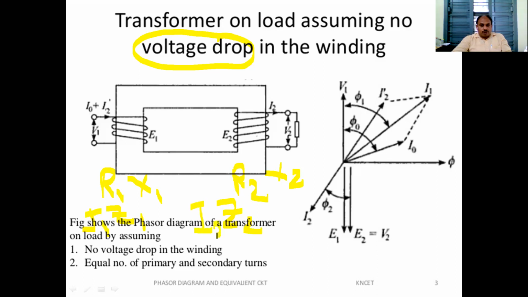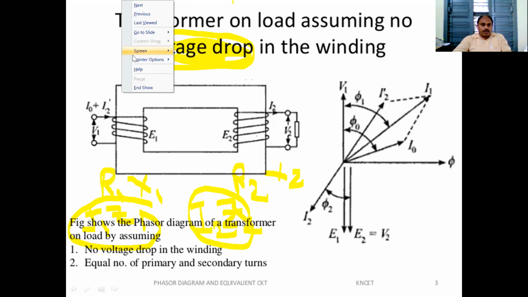I2 Z2. These components are neglected. So that is how we neglect the voltage drops on the transformer. If we neglect the voltage drop, this component is neglected. Impedance is neglected, therefore drops are neglected. Z1 equal to 0, Z2 equal to 0. That is called impedance drop. Voltage drops are neglected.